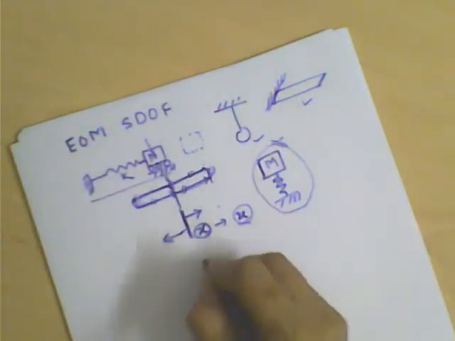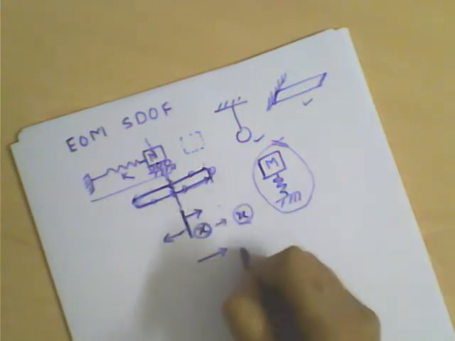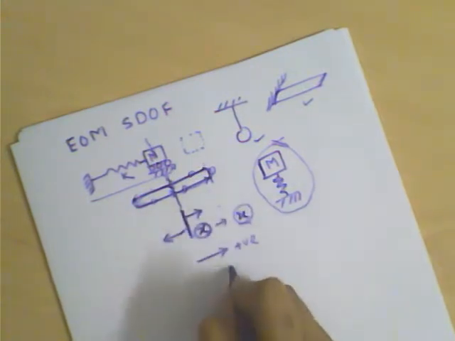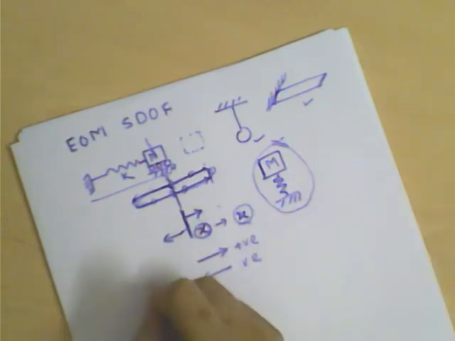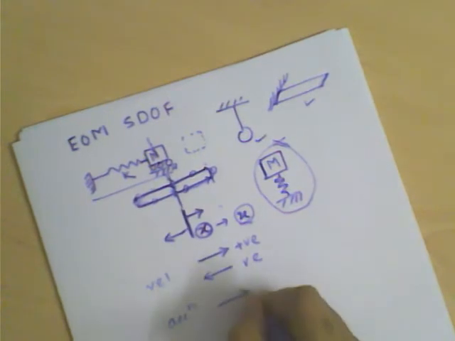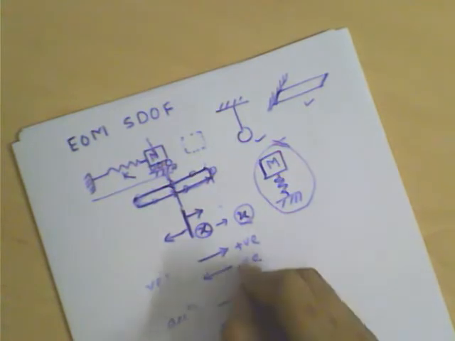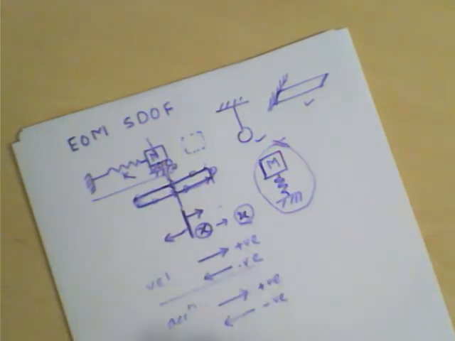Now for the velocity, when the velocity is in this direction, that is in the positive x direction, that will be treated as positive. When velocity is in this direction, it will be treated as negative. Okay, this is for velocity, and the same is true for acceleration. Acceleration which is in this direction will be treated as positive, and in this direction will be treated as negative.